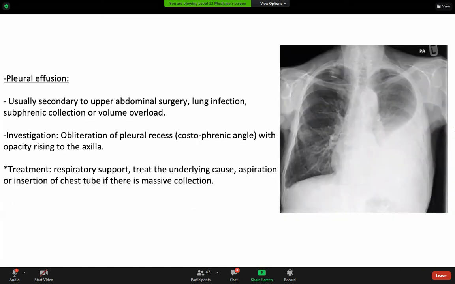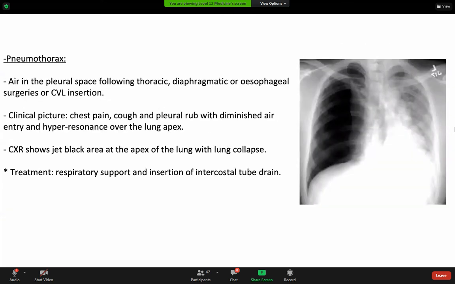Pleural effusion can happen as well, usually secondary to upper abdominal surgery, lung infection, or thoracic surgery. It will be very clear in the chest X-ray, and the treatment is respiratory support and aspiration or insertion of a chest tube or pigtail to drain this fluid.